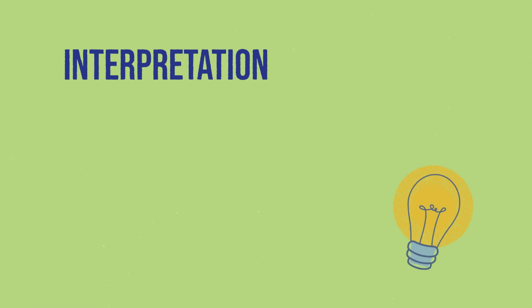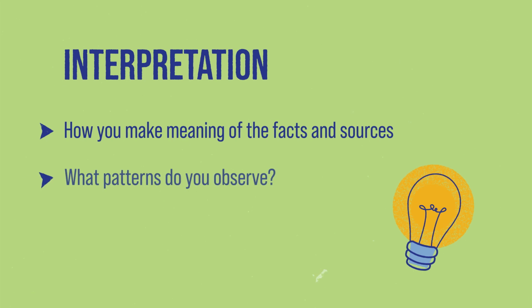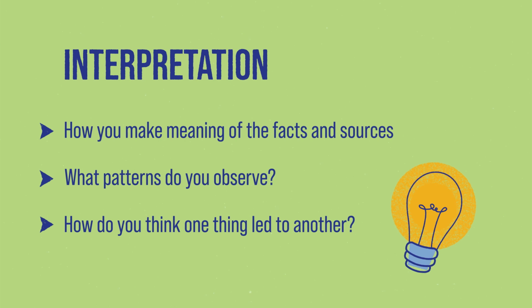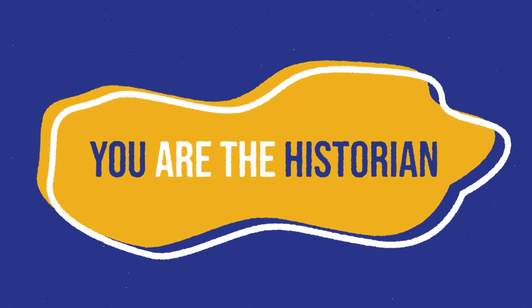Interpretation is how you understand or make meaning of something. You are reading and researching and gathering facts and sources, and it's up to you how to make sense of them. What story comes out of those sources? What patterns do you see? How did one thing lead to another? How did our event create a significant change in history? This is the work that historians do. The things that we read in history books about how one thing led to another are not set in stone. A historian reads the sources and made that interpretation. And for this project, you are the historian.